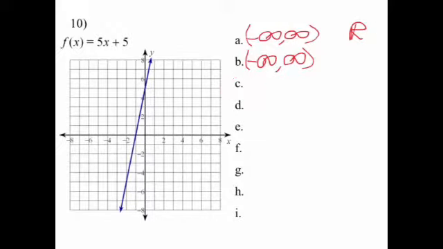Where is my x-intercept? Well, it's just right here where it crosses the x-axis. That's the point negative 1, 0. And then where does it cross my y-axis? Well, that's right there. And that's the point 0, 5.